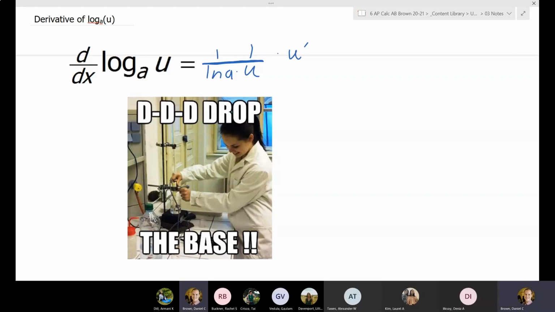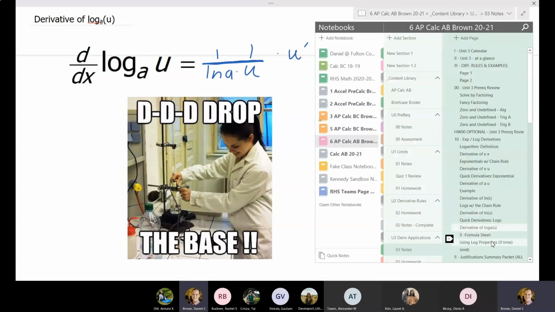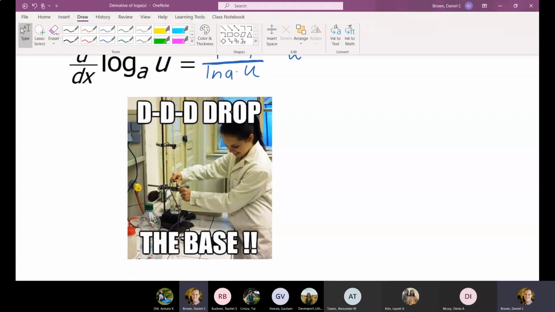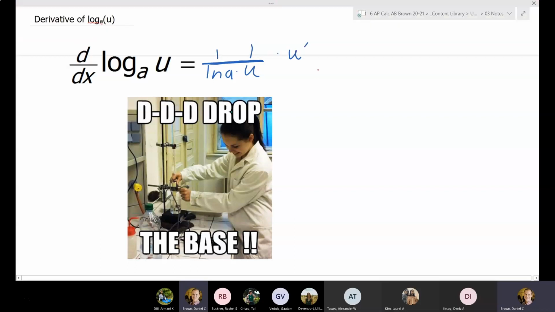So for the example I want you to try for that one, looks like I didn't add one. I'm going to make one up real fast then. So the example I want you to try: take the derivative of the, excuse me, not natural log, log base 7 of, we'll say, x squared. Do that derivative. Take the derivative of log base 7 of x squared.